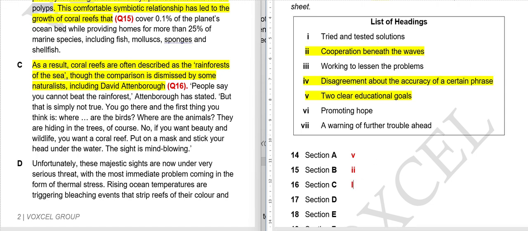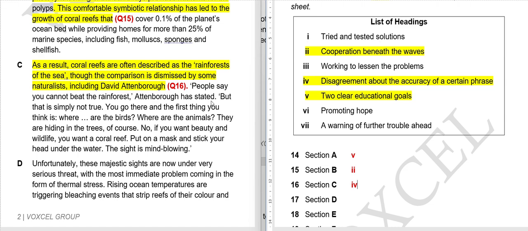So our answer is number 4. Now I will tell you why, because they are saying disagreement about the accuracy of a certain phrase. The certain phrase that is used is rainforest of the sea. So coral reefs are often described, meaning to say some people say rainforest of the sea, though the comparison is dismissed by some. Others disagree. If you are dismissing something, you are disagreeing with that. You don't agree with that particular notion or the fact.